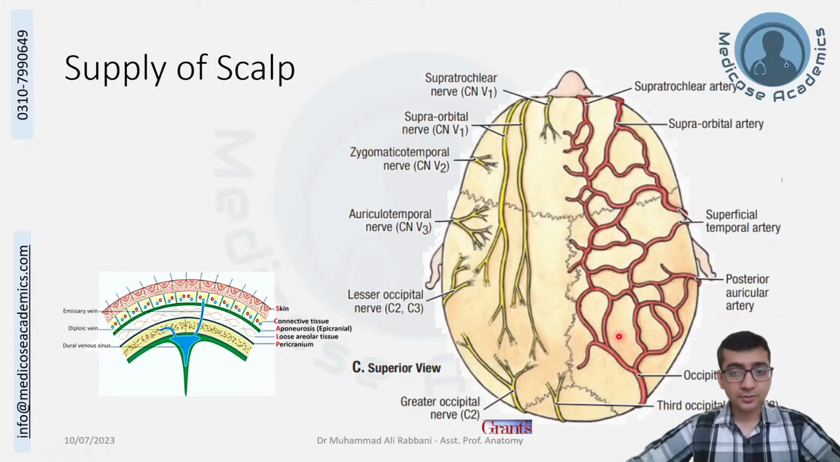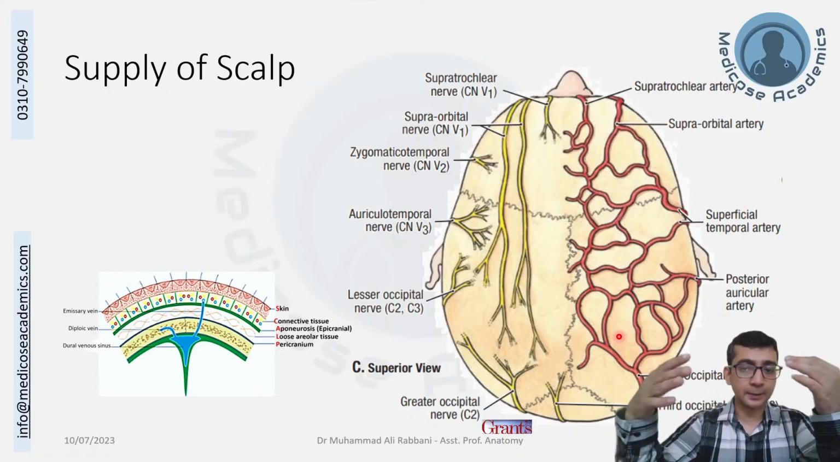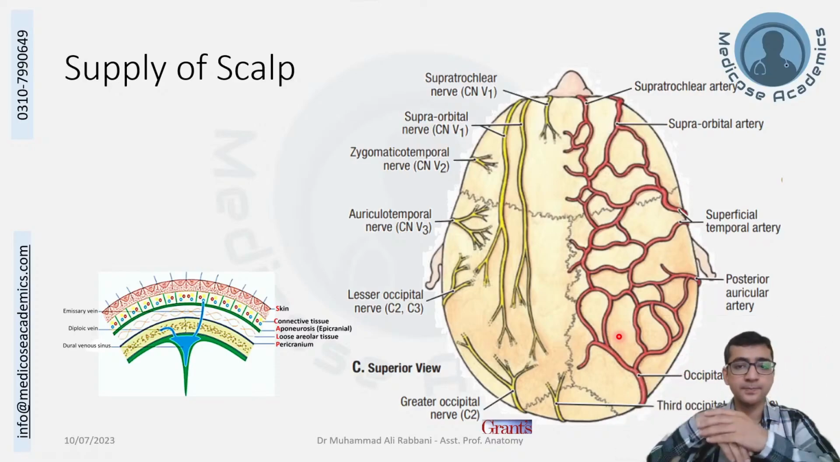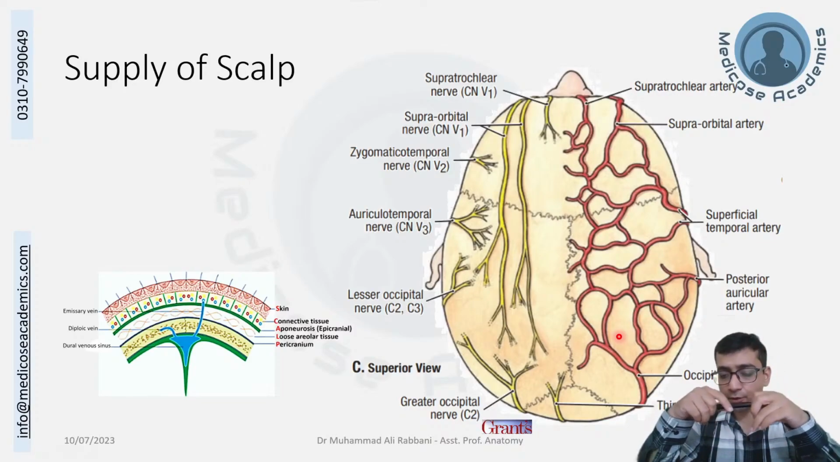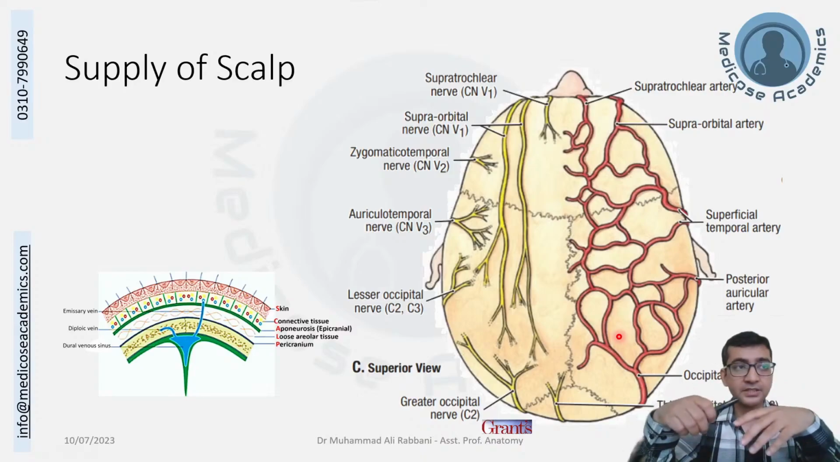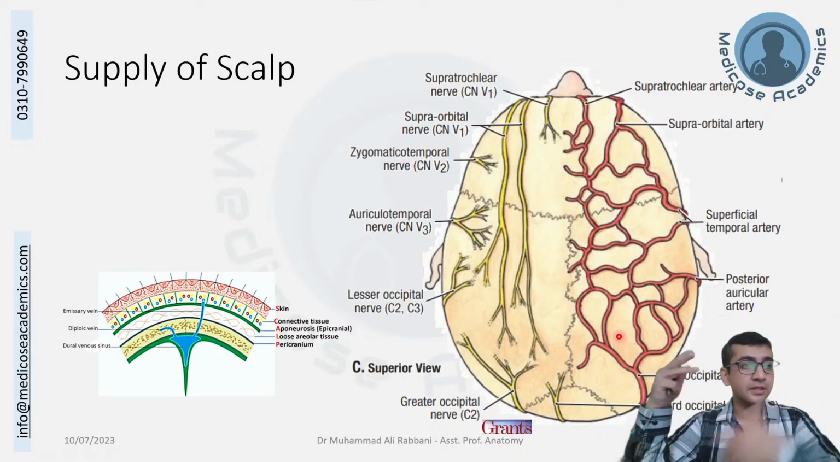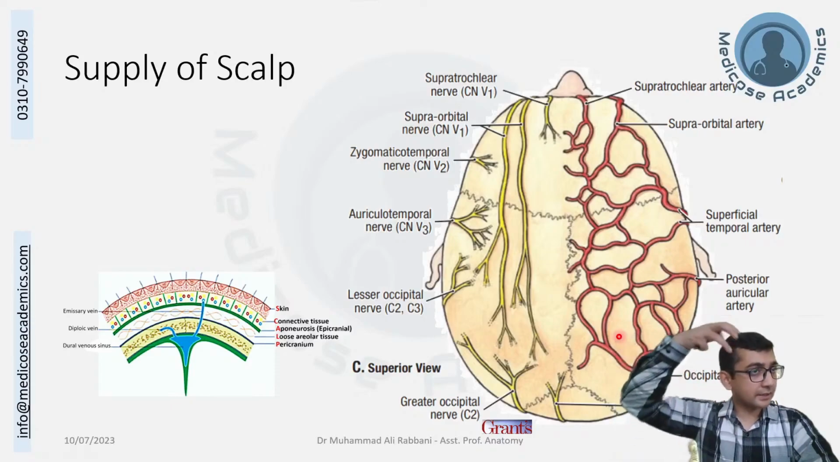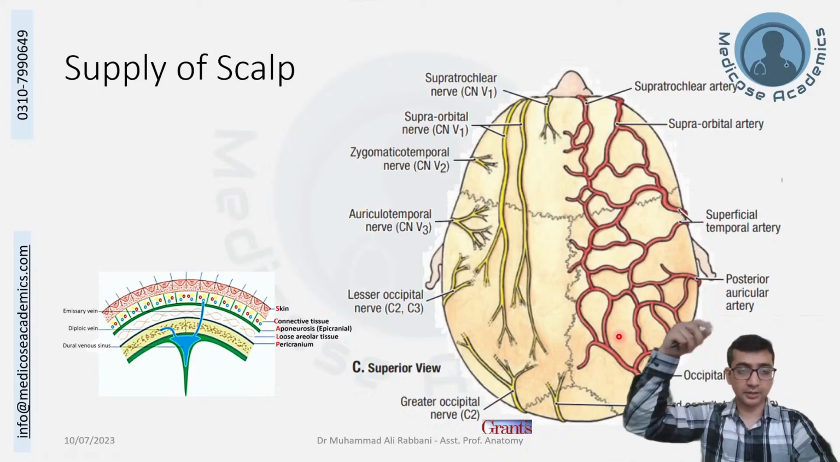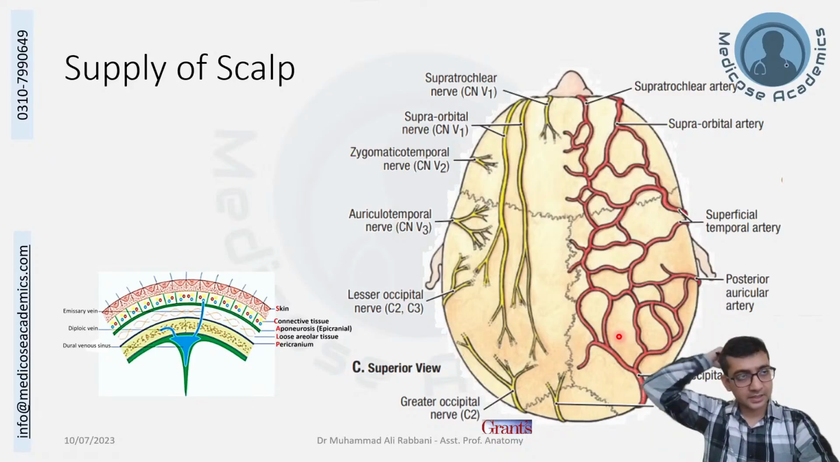Keep in mind, this whole network is supplying the skin. It is not the major supplying factor for the periosteum and the skull below. Even in a person with degloving, sometimes in our country it does happen. A lady was going on a bicycle, her dupatta got stuck in the motorbike, and degloving injury occurred. The hair was pulled, and the skin and all the layers of the scalp were pulled.